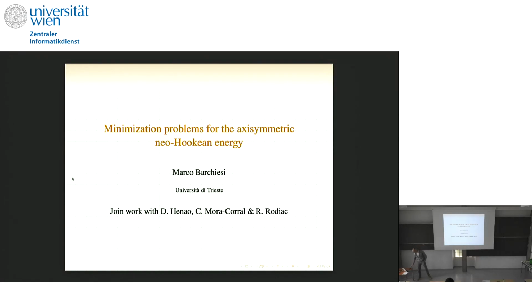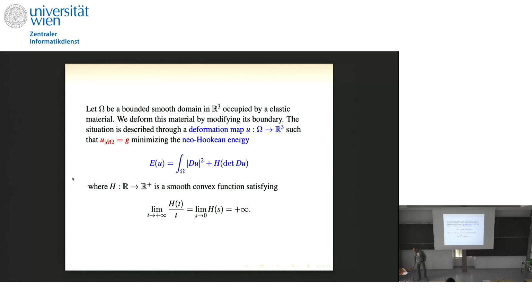I want to start more or less from where Carlo started. The idea is to use all this machinery to provide, well, not yet a solution, but at least a strategy to solve one of the most classic problems in nonlinear elasticity. As before, we have a body in a certain reference configuration omega. We do a deformation, so we impose some boundary condition given by a function g, and now we want to search for a minimizer of this neo-Hookean energy.